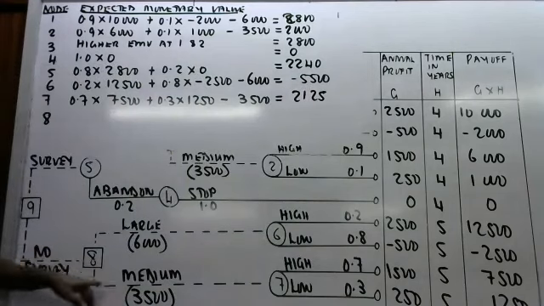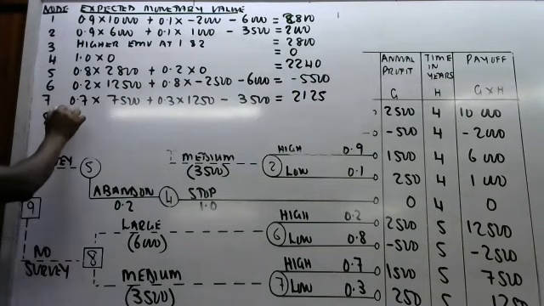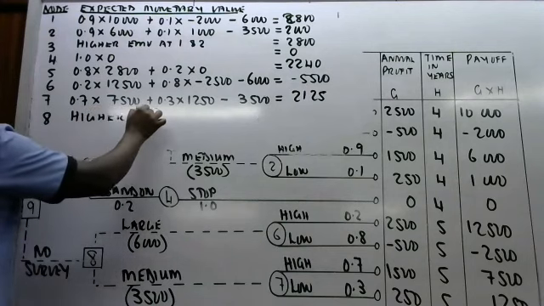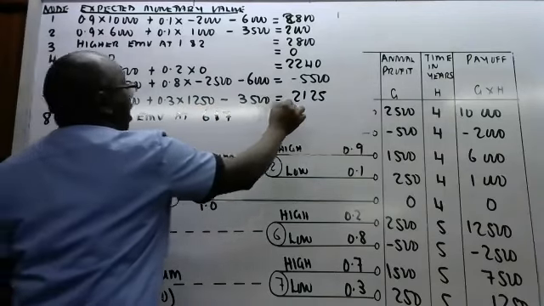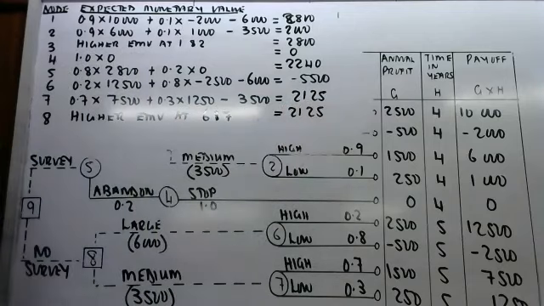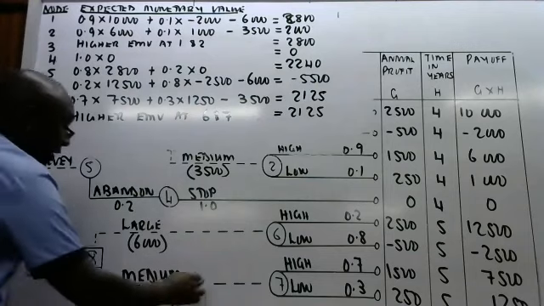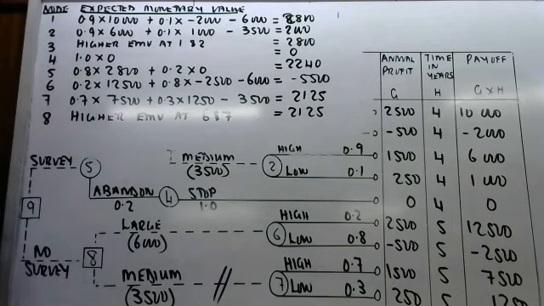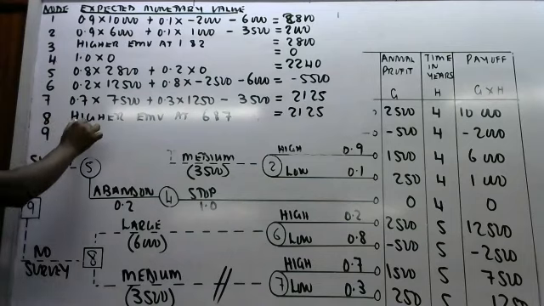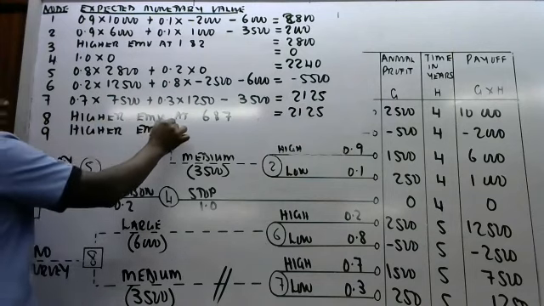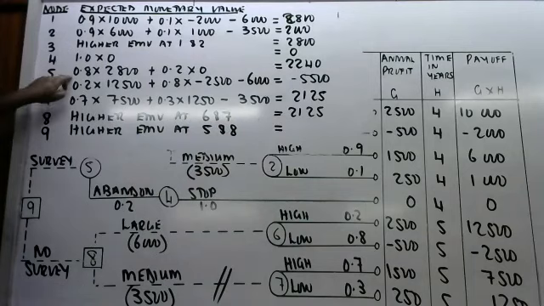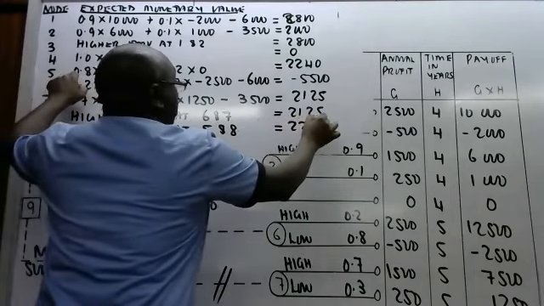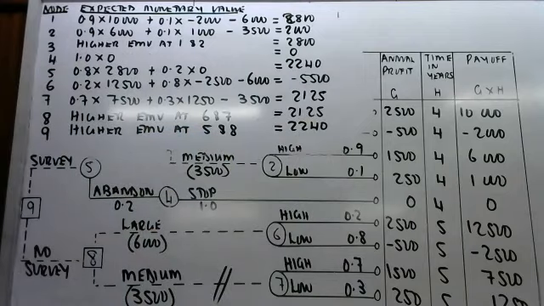Number 8, because the lines going out are incomplete, it is the higher EMV at 6 and 7. So 6 and 7, we take 21.25. And that 21.25 has been obtained from number 7. So we mark that way. And then number 9 is also a case of selecting the higher EMV at 5 and 8. 5 is equal to 22.40 and 8 is 21.25. So we go for 22.40. So you mark this one.